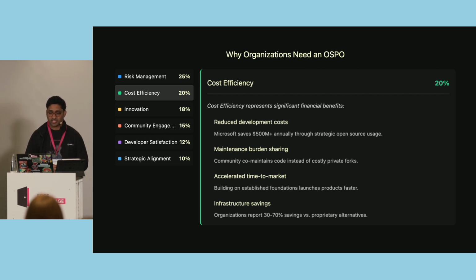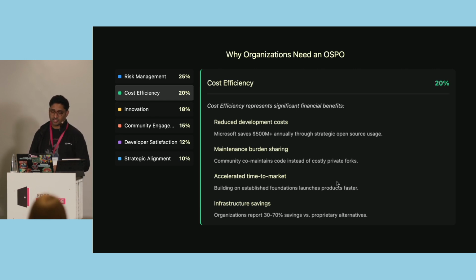And the second one is maintenance burden sharing. When a company contributes to open source projects, they enhance or fix bugs in the open source project. And instead of keeping them private, they push the changes or raise a PR so that other people can use and benefit from them.